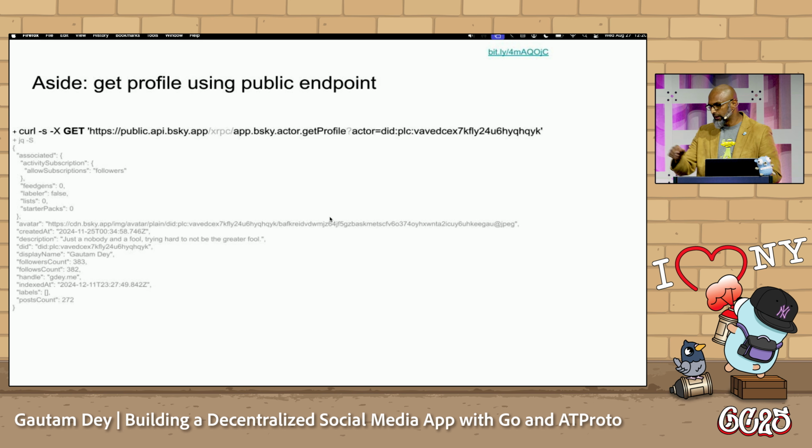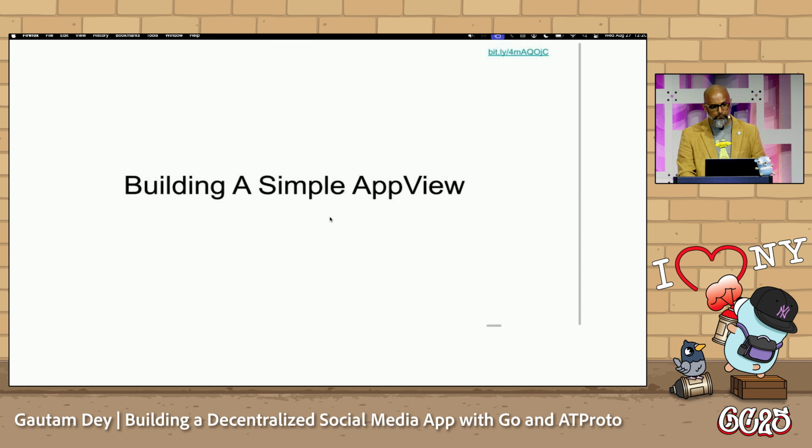All right, a quick example of how to do that. So we're going to go into a little bit of code. There's a lot of code. I'm just going to highlight the parts of this, and we're going to build a simple app view.